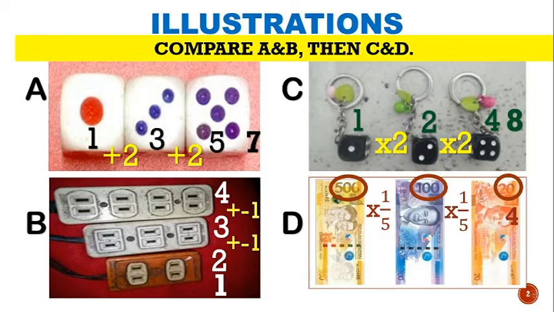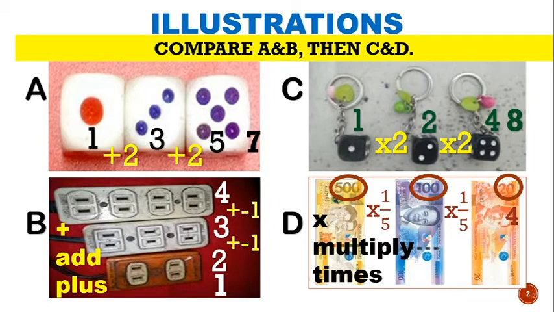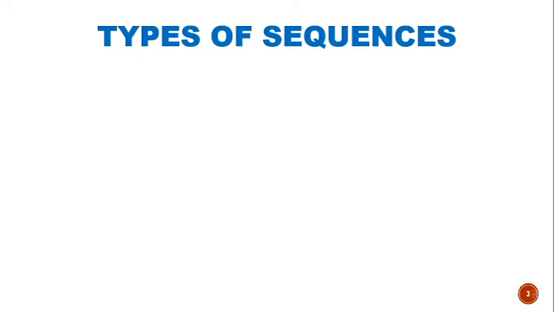Ano yung pagkakaparehas? Ano yung similarity? So for A and B, ang expected na sagot sa inyo ay i-add or ipa-plus daw yung mga difference. What about for C? Nagmo-multiply naman daw to get the next terms. Okay? So, yun yung mga examples ng illustrations for sequences.